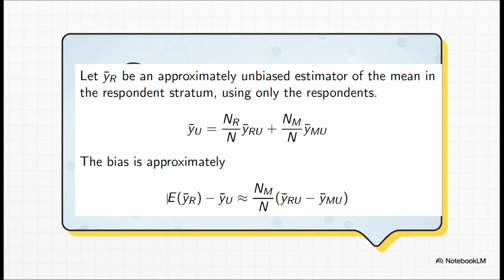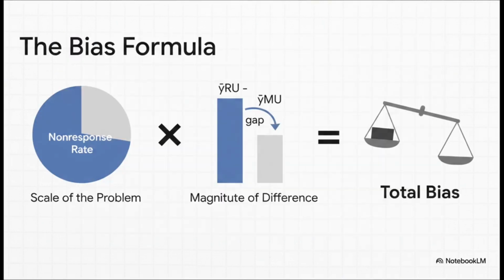This equation right here, this is like the smoking gun in our case. It tells us that the bias in our sample estimate is basically two things multiplied together. Let's take a closer look. So this formula has two key parts. The first part is just the non-response rate. That tells us the scale of our problem. Is it a tiny little issue or a massive one?